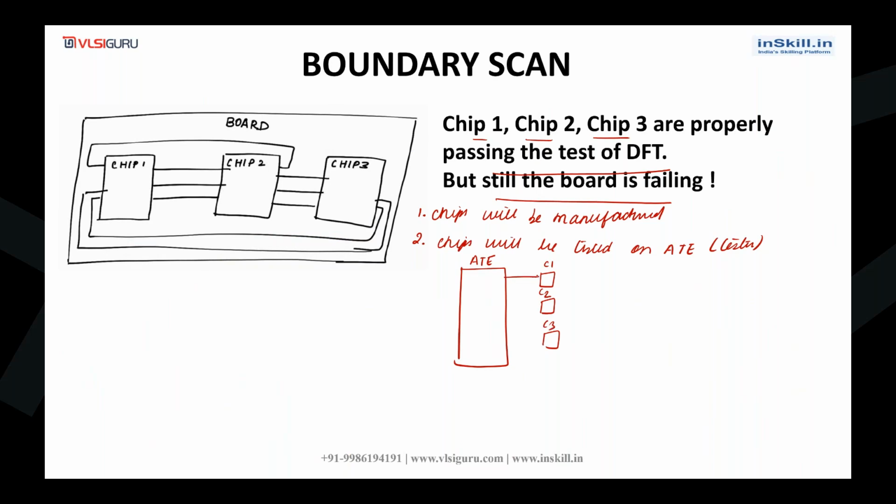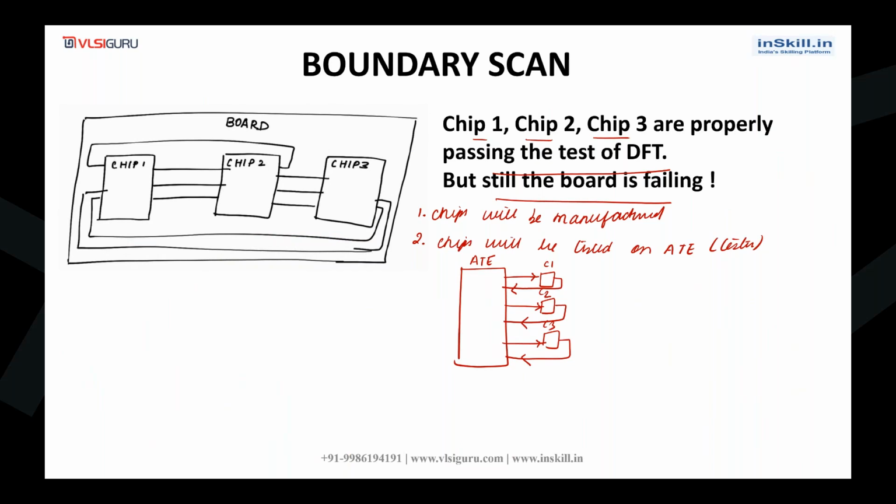The input of the chip will be connected to the ATE, and the output of the chip will be going back again to the ATE. Like this, the input of the chip is connected to the ATE, and the output goes back again to the ATE. So this is how chips will be tested on the ATE or tester: chip 1, chip 2, chip 3.